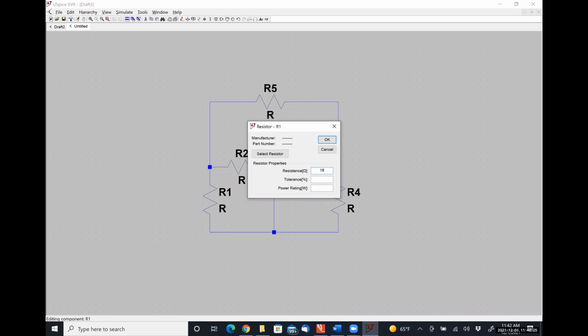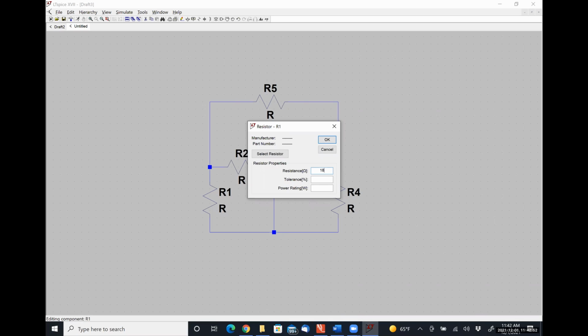Notice here, we can also include a tolerance percentage because real resistors have tolerances. Good resistors have tolerances of around 0.5%. Really crappy resistors have tolerances of around 10 to 20%. We can also put in the power rating so that we could use this circuit analysis tool to see how much power is being dissipated in our circuit and see whether or not we are going to burn any resistors out or anything like that.